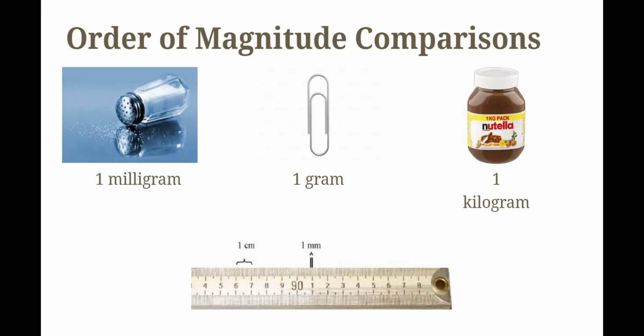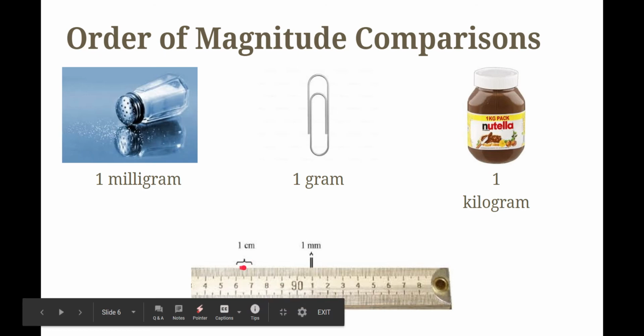Just to be able to visualize some of this, because you're probably unfamiliar with the metric system, 1 milligram is about the mass of 1 grain of salt here. That's about 1 milligram. So a milligram is really tiny. 1 gram is like the mass of a paperclip. So again, pretty small. 1 kilogram is just like this pack of Nutella here. So think of a jar of peanut butter. That's about 1 kilogram. And for reference, 1 kilogram is 2.2 pounds.